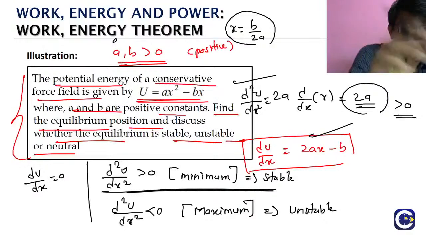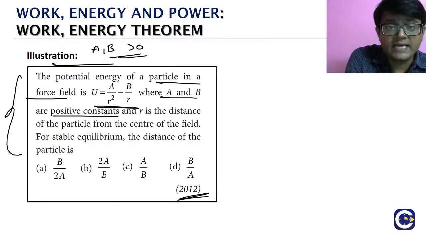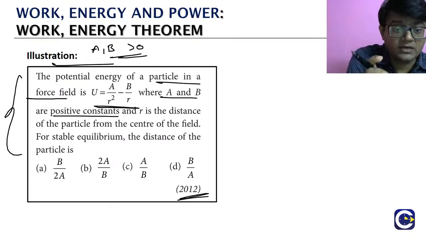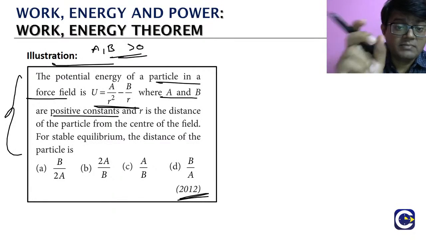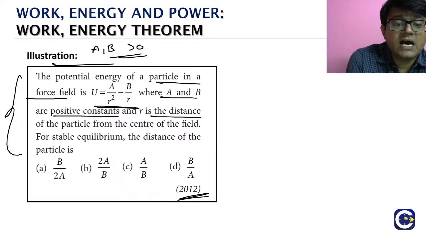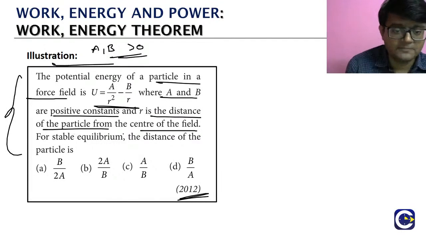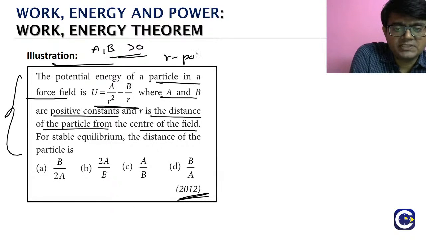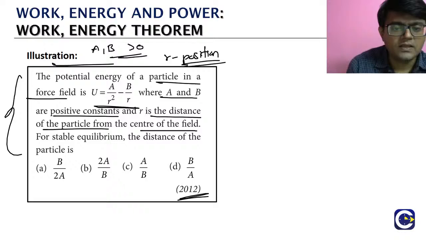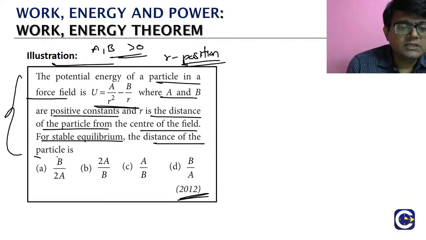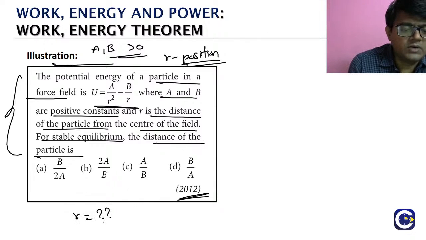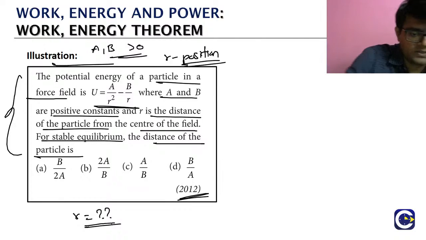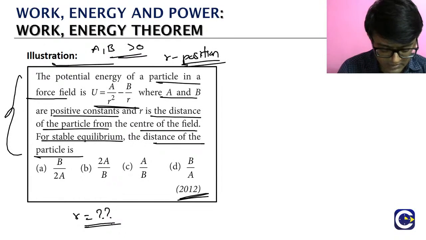See, previously it was Ax square minus bx. Here it is A by R square, R square is coming in the denominator. Similarly in the second term R is coming in the denominator. A and B are constants. R is the distance of the particle from the center of the field. So R represents position. For the stable equilibrium, what they are asking us is, what is the value of R for the stable equilibrium?